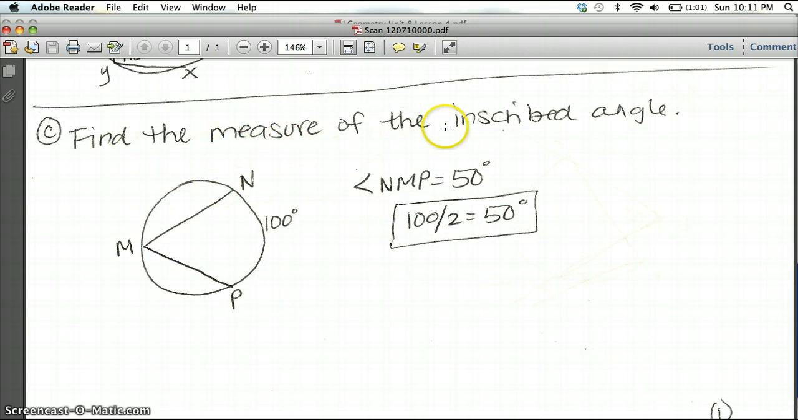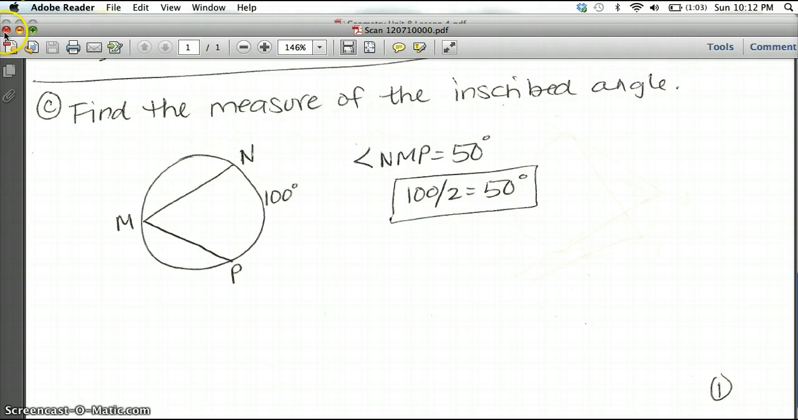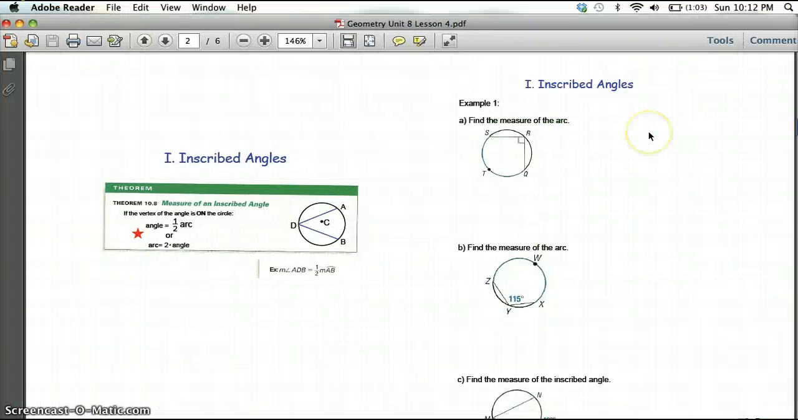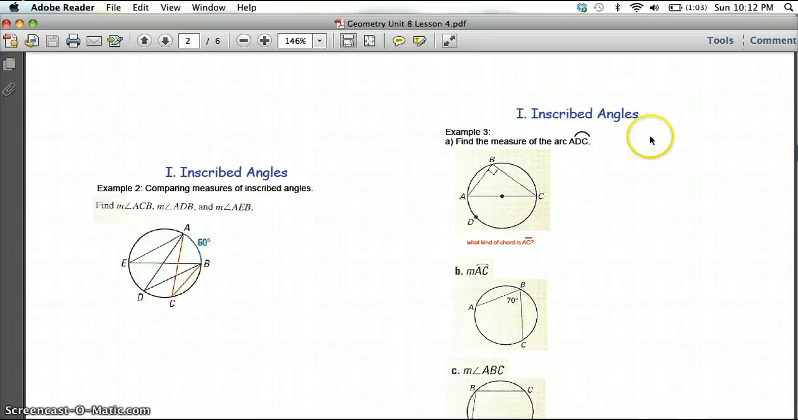C says find the measure of the inscribed angle. So now it gives us what the arc is, and we need to find the angle. So it says that arc NP is 100 degrees, so my angle NMP is half my arc. So half of my arc is 50 degrees, so my angle NMP is 50 degrees. Okay?